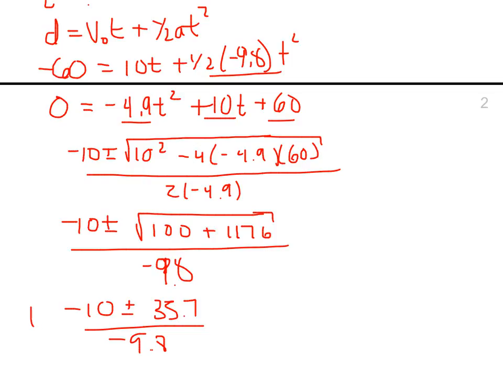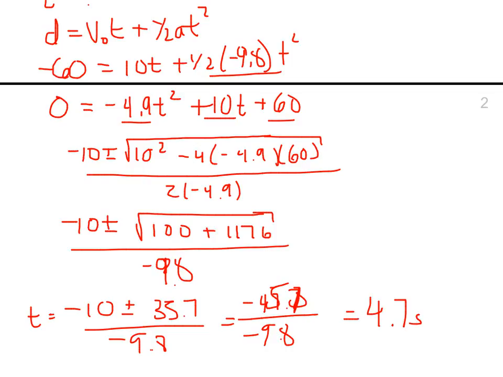Again, I'm solving for a time, so I need a positive number, and the only way to get a positive time is to take the top to be negative. So I'm going to do negative 10 minus 35.7, which is negative 45.7. So I have negative 45.7 over negative 9.8. And I get the time to be 4.7 seconds.